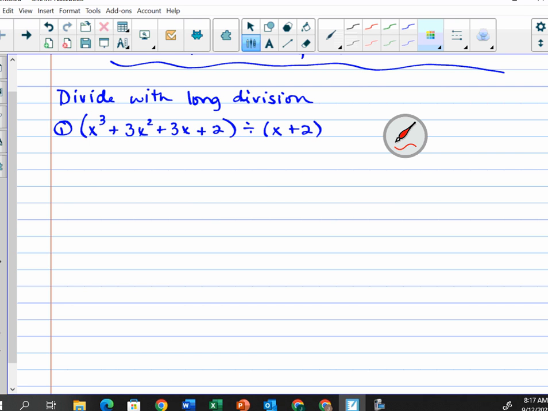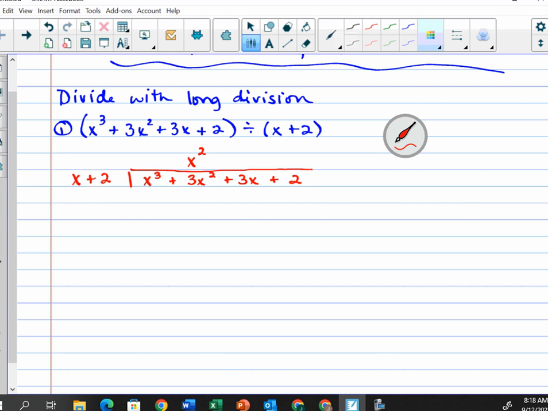So the divisor, the x plus 2, is on the outside. x cubed plus 3x squared plus 3x plus 2. All right, I'll walk you through. If you remember, I see some of you are already just dividing. Good job. I'm looking for, what do I take x times to get x cubed? x squared. So that goes up here somewhere.